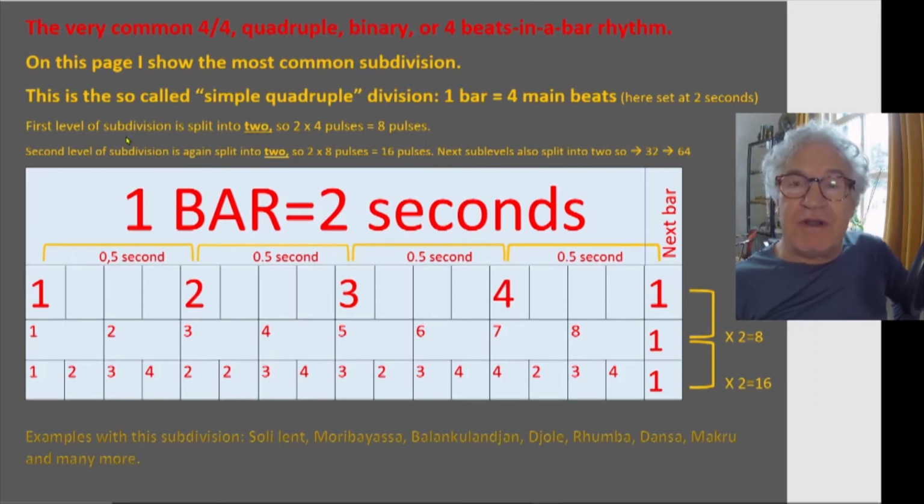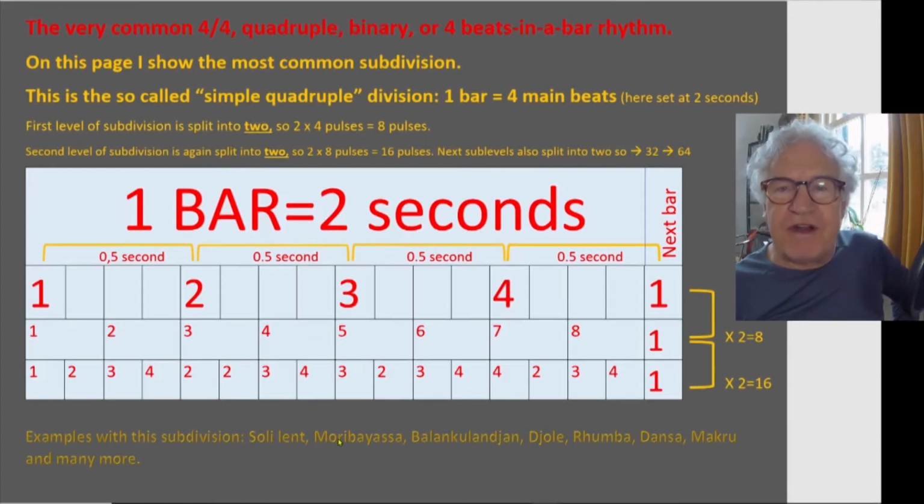The first level of subdivision: these are the 1, 2, 3, 4, 1, 2, 3, 4, 1, 2, 3, 4, the four beats, the main beats. And this is the first subdivision level, which simply splits those four beats in half. So you get eight pulses or tones. The next level of subdivision is again split in two, resulting in 16 pulses.